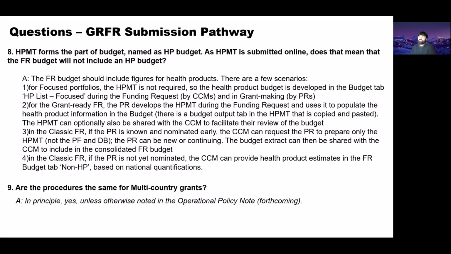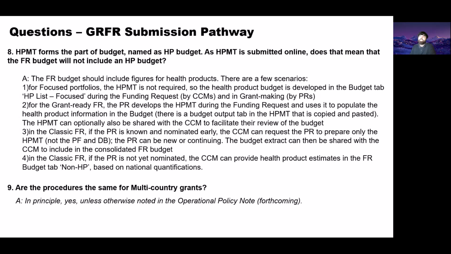For the grant ready funding request, the PR develops the HPMT during the funding request and then uses it to populate the health product information in the budget. And within the budget, there's an output. And then within the HPMT, there's a budget output tab that will allow you to easily copy and paste this information.